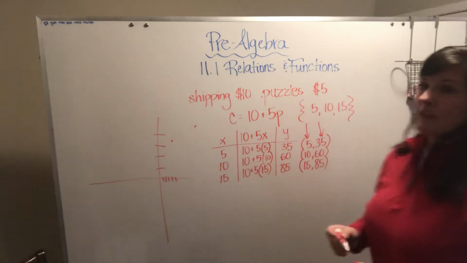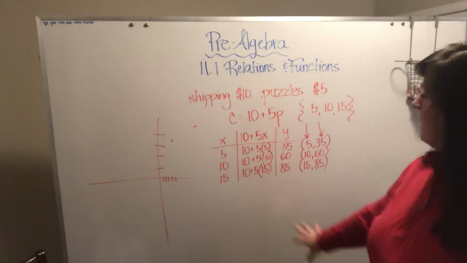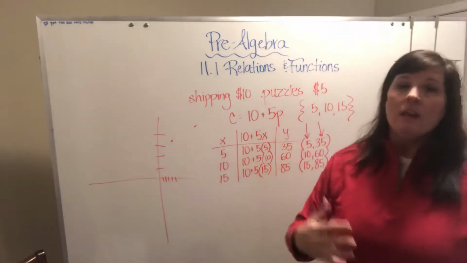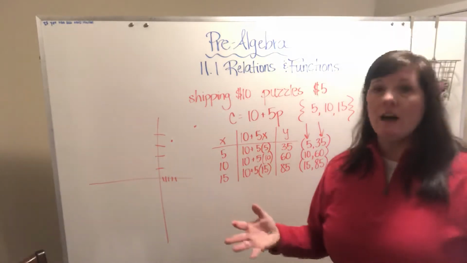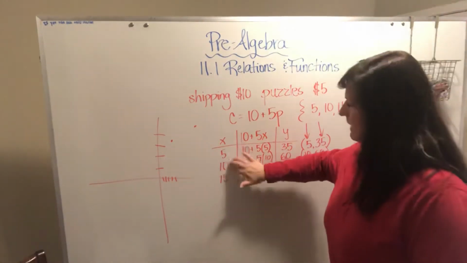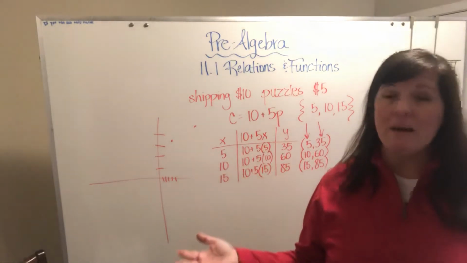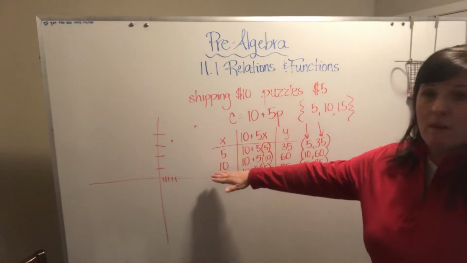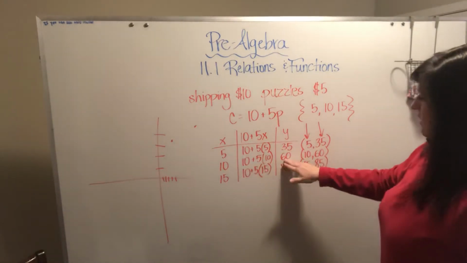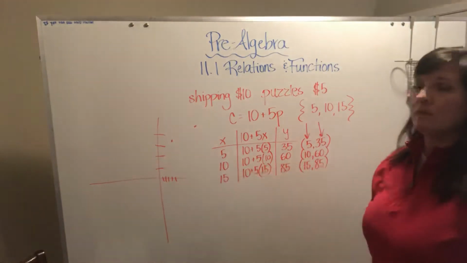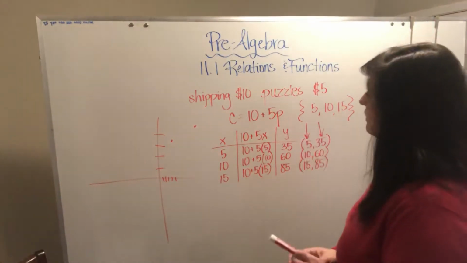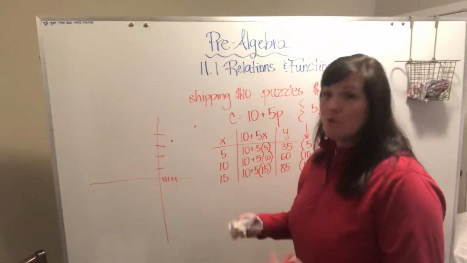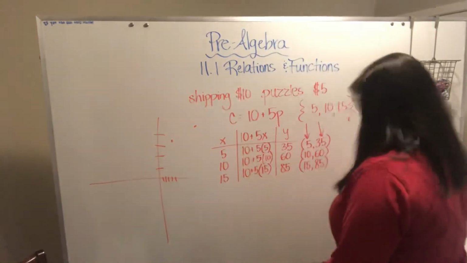When you get information like that, sometimes you will be asked to interpret, well, what does this information mean? How many puzzles can I buy for $60? Maybe it would ask you that instead of saying how much is it going to cost me. In this case, I can look at the graph and my table and go, oh, my output for 60, that was 10 puzzles. So as you're learning to use relations and functions, you're going to be expected to evaluate it. What does that mean?